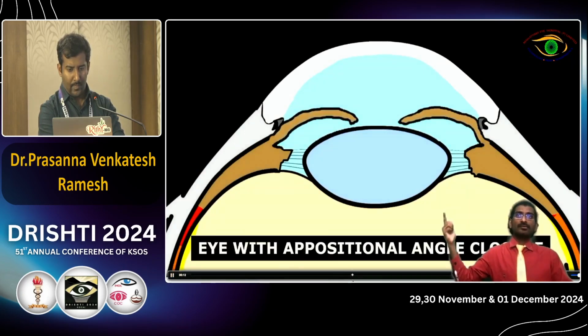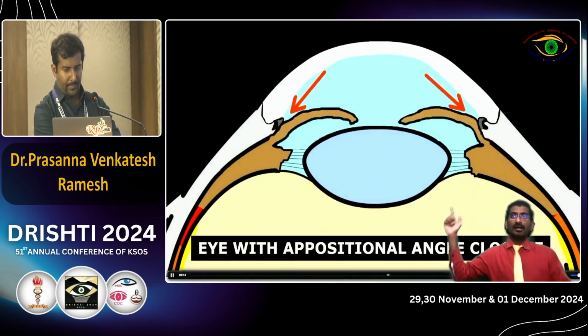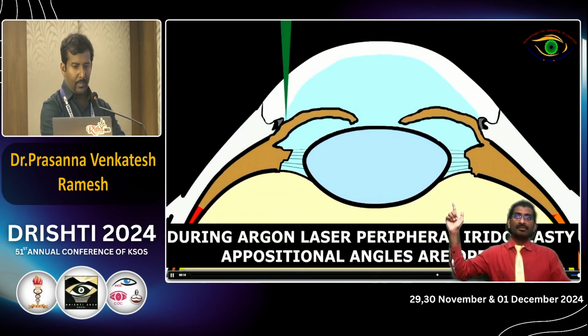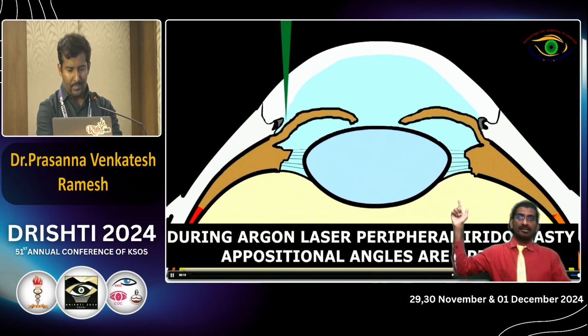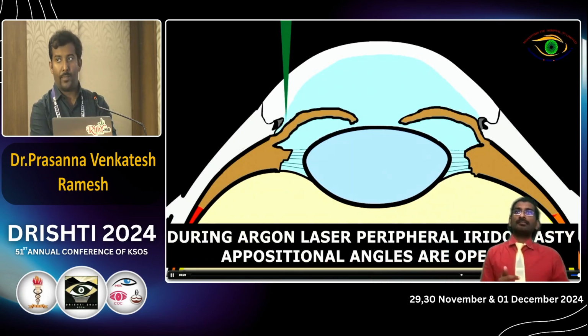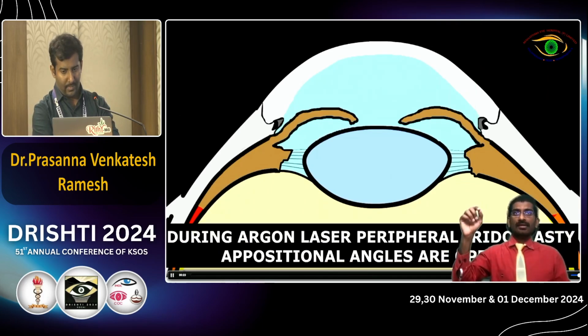Then after showing the normal angle, I'm showing the oppositional angle. And once an ALPA is done, as you can see here, see how it beautifully opens up. So this is an ALPA. Once it is done, see how it is opening up. So an argon laser peripheral iridoplasty, when delivered, it opens up beautifully.